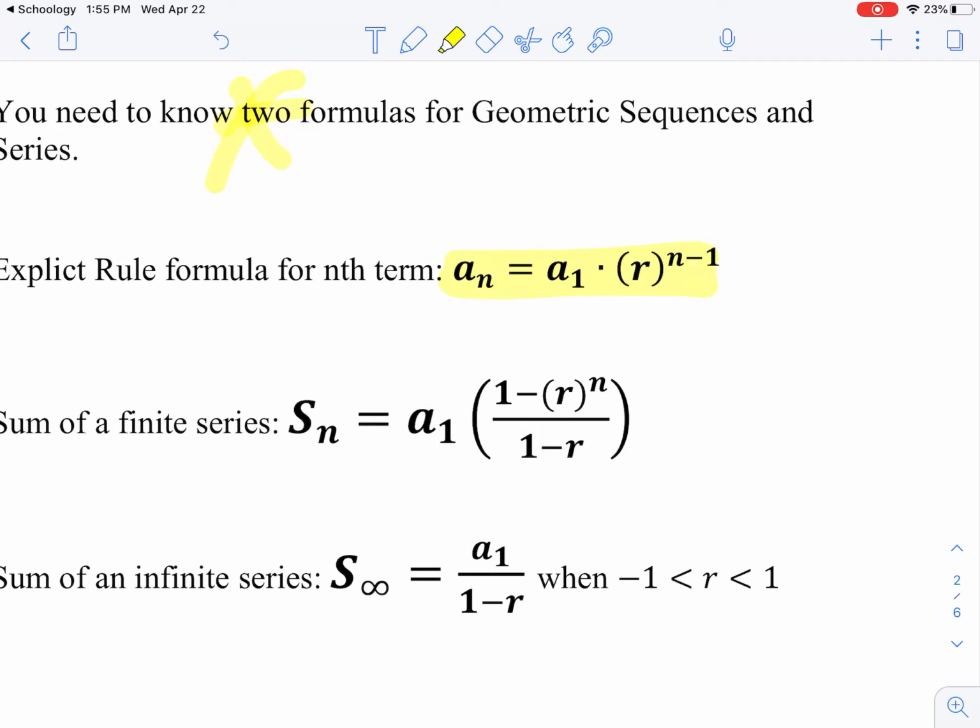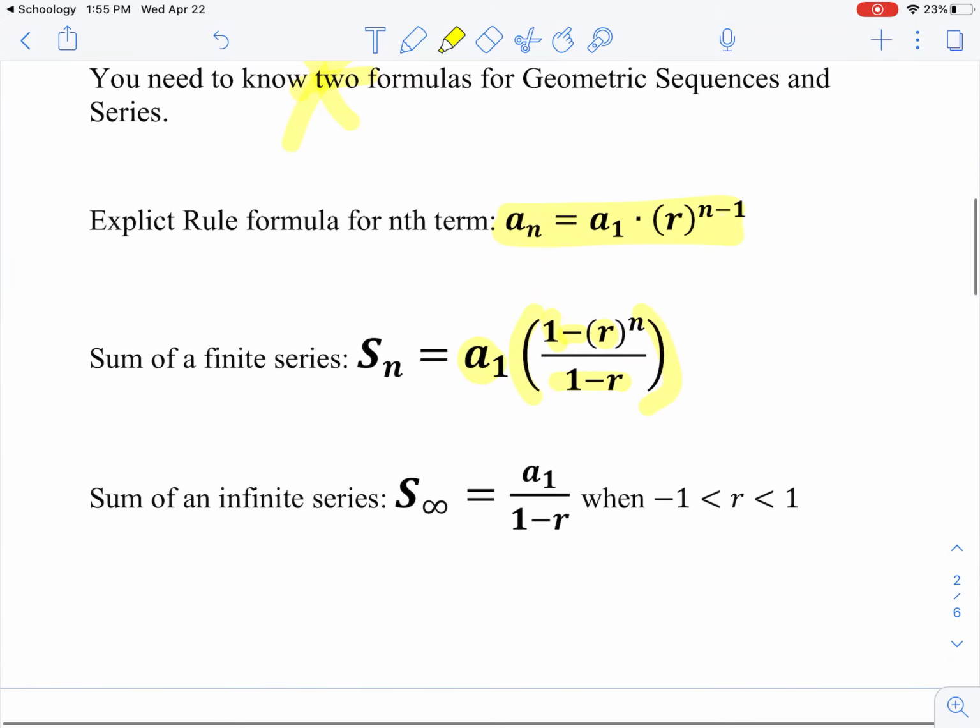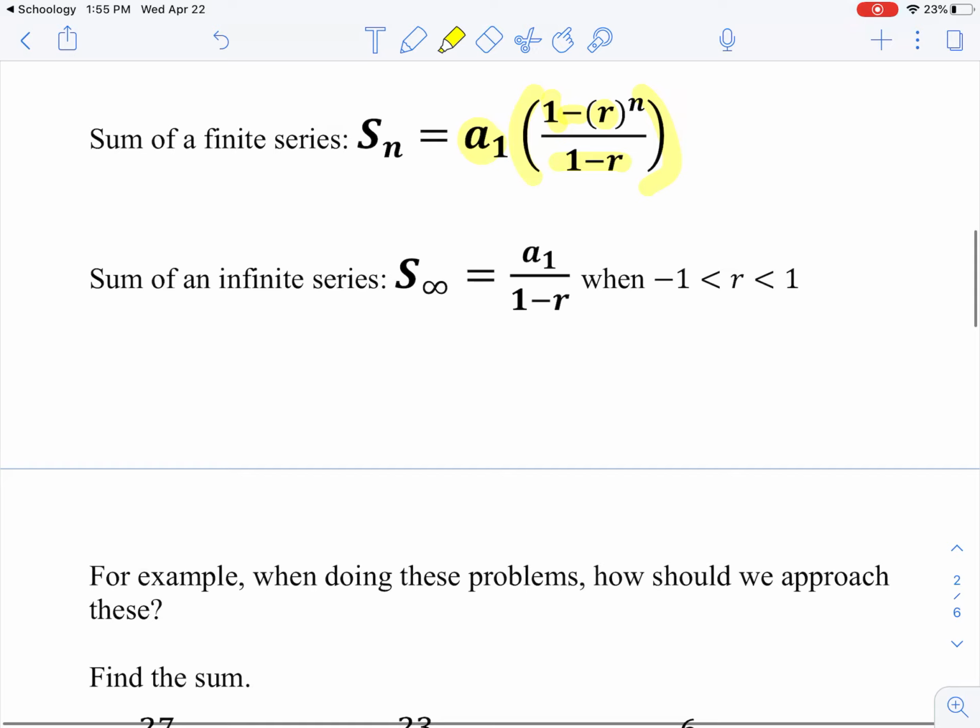To sum a geometric series, you take the first term times 1 minus whatever r is to the nth power. You want parentheses around that in case r is a fraction or a negative number, divided by 1 minus r. Okay? Now, this is the sum of a series that ends. So like if I want the sum of the first 26 terms, the first 48 terms, that's the formula you use. But what if the series doesn't end?